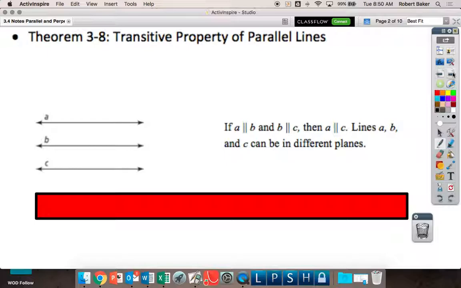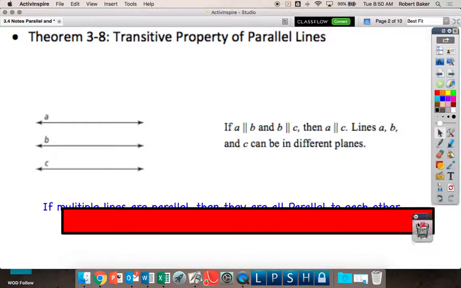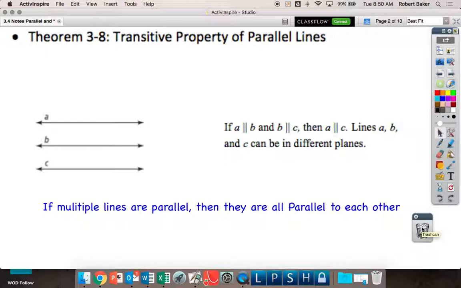You want to see what mine says? Maybe we kind of journey through this struggle bus together. Here's what mine says. If multiple lines are parallel, then they are all parallel to each other. That's just Baker talk versus book talk. What do you like better, the blue one or the black one? Well, write it down. If you like the blue one better, write it down. That is just your description. If multiple lines are parallel, then they're all parallel to each other.